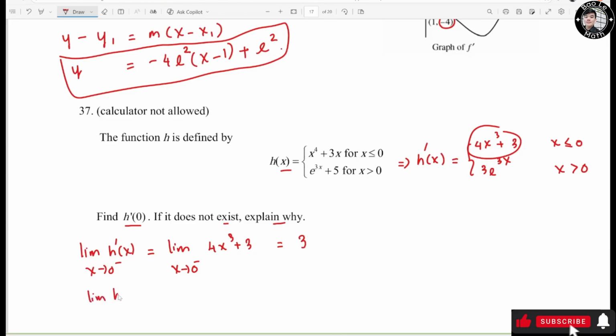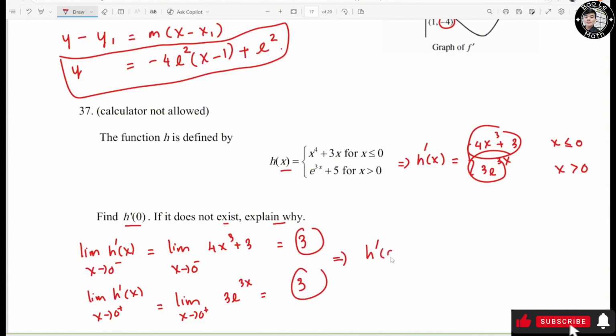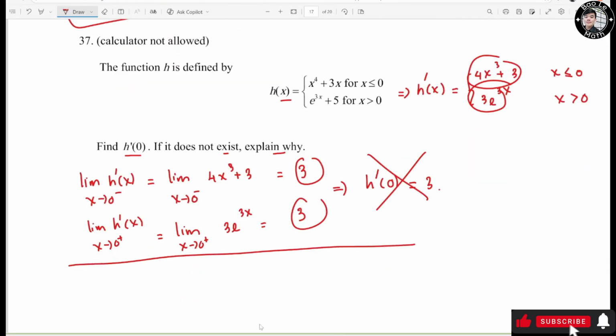Now the limit of h prime of x as x approaches 0 from the right, we're going to pick this piece right here. It is the limit of 3e to the 3x as x approaches 0 from the right. Substitute 0 for x, and it is 3. Now these two are equal, so you may conclude that h prime of 0 equals 3, but that's not the case. Why? Because you need to check to see if the function is continuous at x equals 0. Remember, if the function is not continuous, the function is not differentiable.